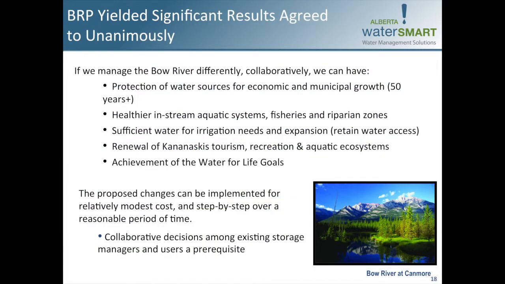So the BRP did yield significant results. We showed that remanagement of the Bow was possible and that it was actually beneficial. There was protection for water sources for economic and municipal growth for up to 50 years or longer. We produced healthier in-stream aquatic ecosystems, fisheries, and riparian zones. There was the opportunity for sufficient water for irrigation needs and expansion, as well as a renewal of the Kananaskis system through stabilizing the lake and the river. And we achieved the Water for Life goals.